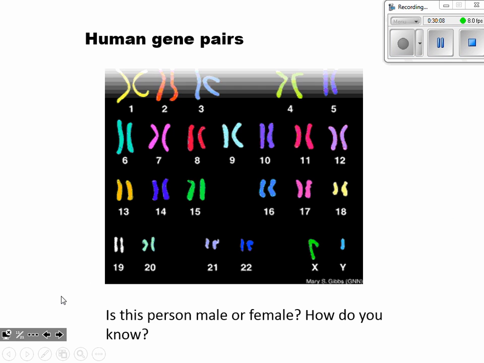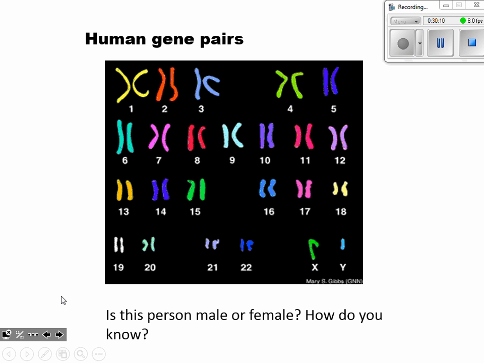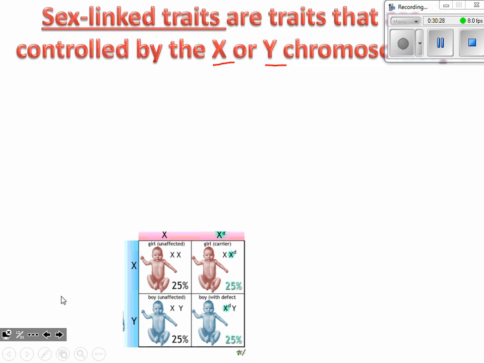So, our gene pairs, let's do a little quick review. The 23rd pair has 2 chromosomes. Somebody raise your hand and tell me what gender this baby is and how did you know that? Cantrell, how do you know? Excellent. Is it male? Because X and a Y equals male. Good job. All right. Here's what we need to write down in our notes right now.